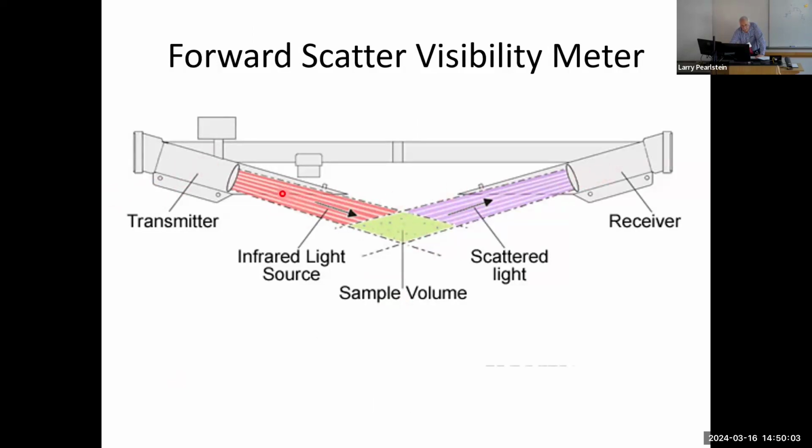When there is no aerosols, the beam just goes right on through, and nothing goes to the receiver. As aerosol density increases, more of the light scatters, hits the receiver, and this gives you a number which you can relate to your visibility. So that's a similar instrument to that is going to come up in a little while for other purposes.